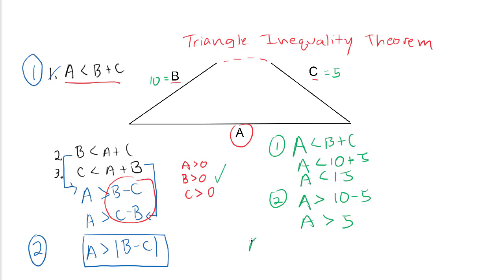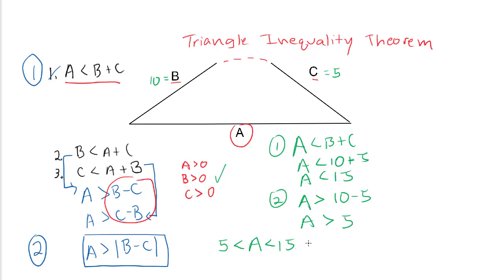My result would be A is less than 15 and greater than 5. If that's the case, my triangle will close and it can exist. If A were less than 5, say 2, my triangle can't exist. What would happen? 10 would be too long for 5 and 2. A and C sides would not close.